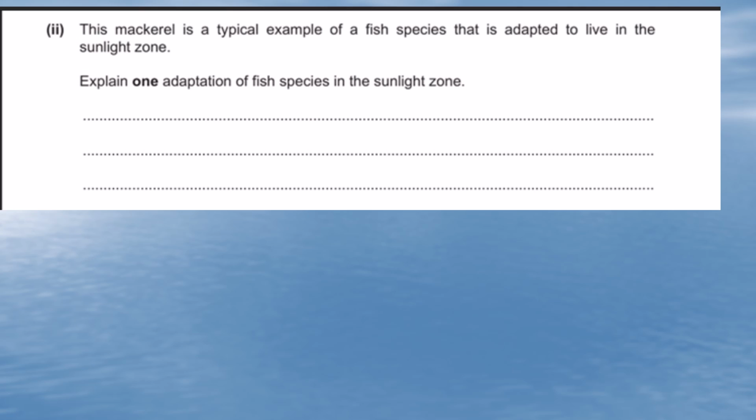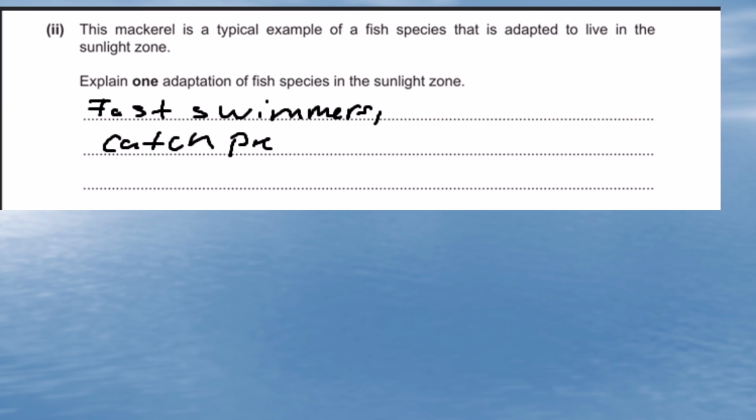So we're here told that our mackerel is a typical fish that's living in the sunlight zone, and we should explain just one adaptation of fish species in the sunlight zone. And since I know the mackerel, I'll say one of them is they are fast swimmers. And that is to catch prey and avoid predation.